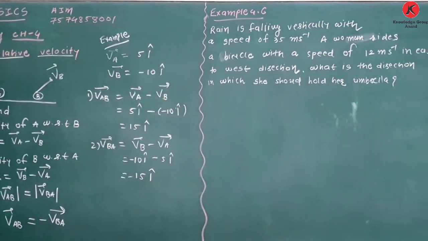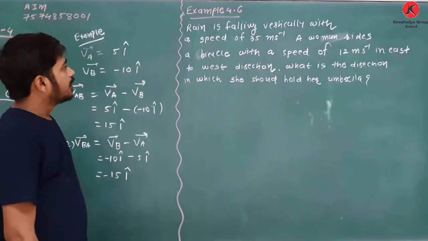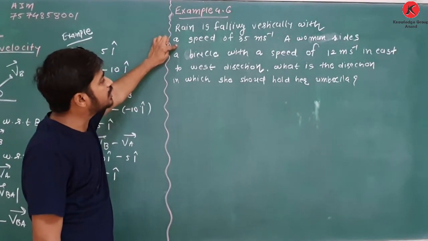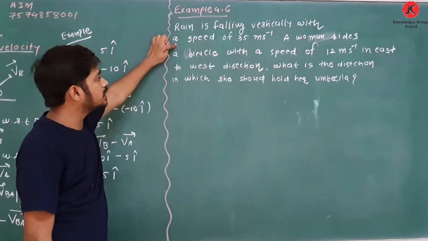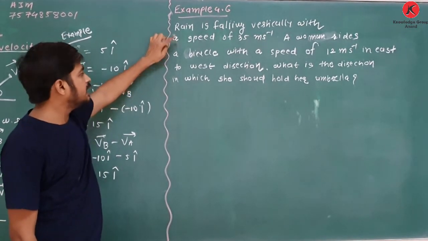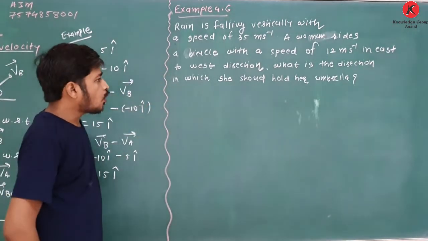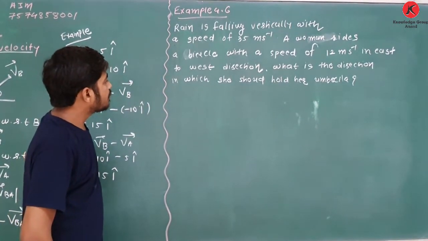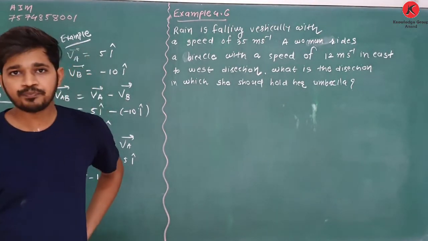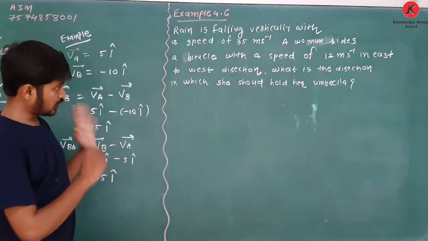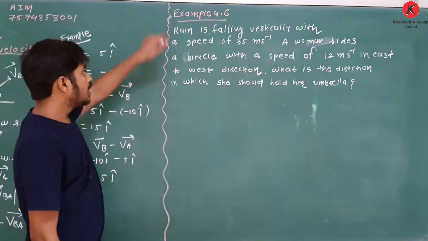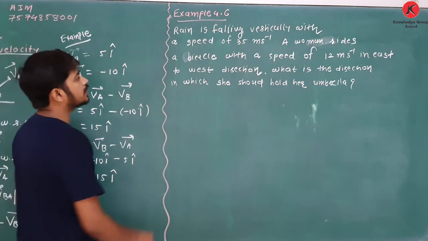See, example 4.6. Rain is falling vertically with a speed of 35 meters per second. A woman rides a bicycle with a speed of 12 meters per second in east to west direction. In which direction should she hold her umbrella? Now we will write each and every data and we will draw the figure.